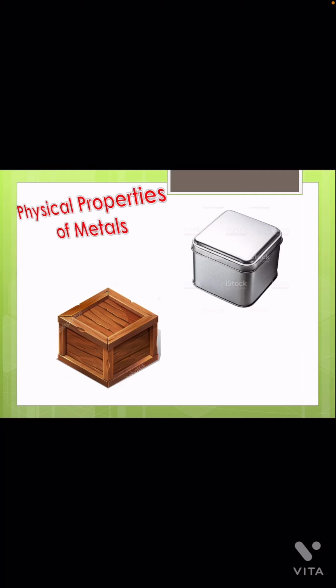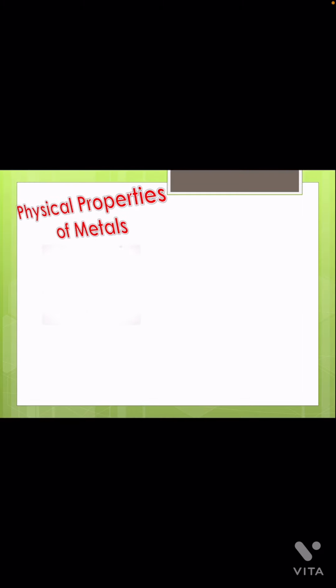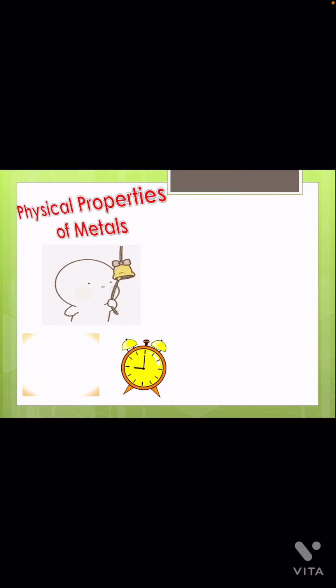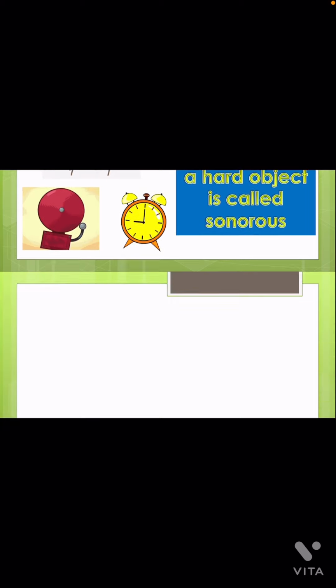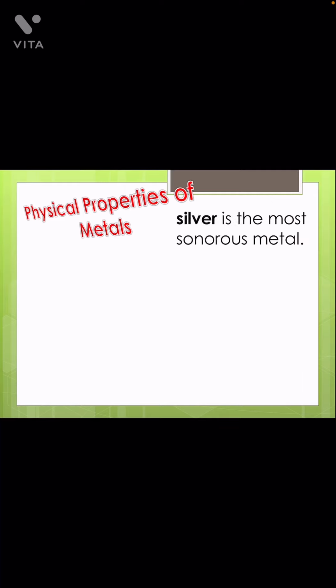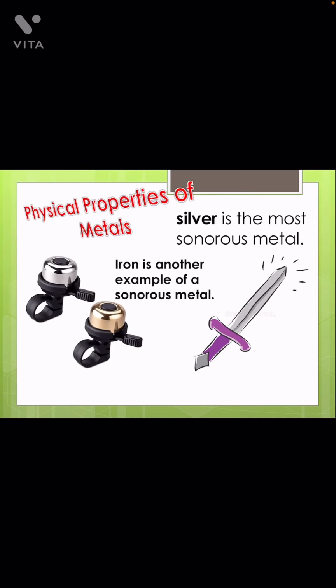The things made of metal produce a ringing sound when struck hard. Since metals produce ringing sounds, they are said to be sonorous. Silver is the most sonorous metal. Iron is another example. Aluminium, copper, steel, etc. are other examples.